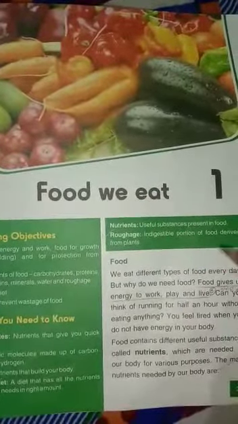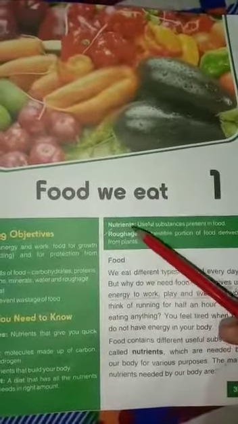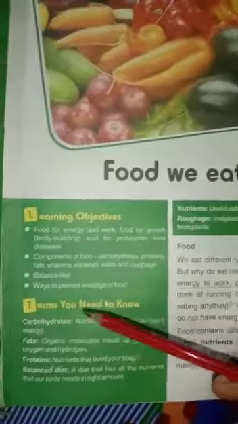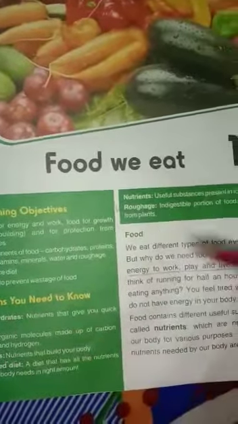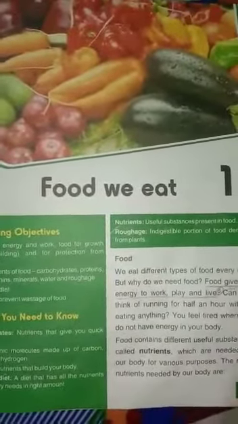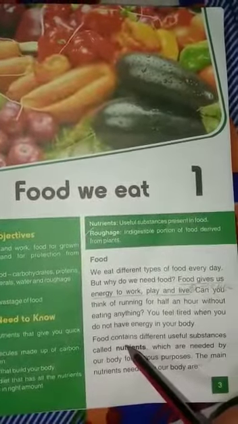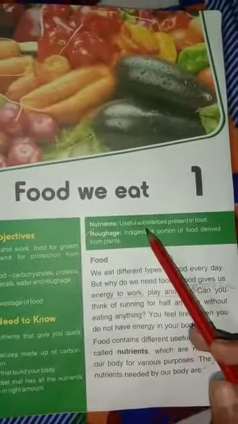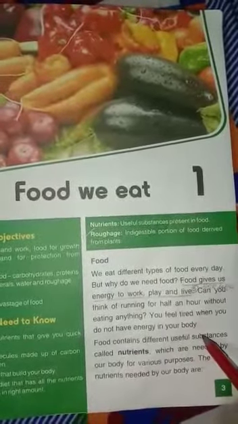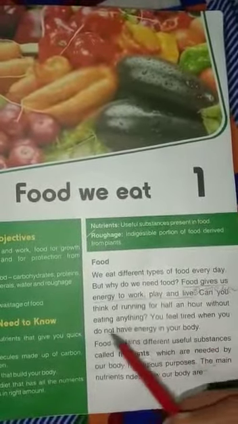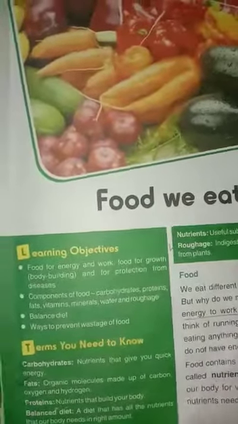In the previous class, what have we discussed? About food, nutrients, carbohydrates, fat and proteins. Okay? So, let's revise. What are nutrients? The useful substances present in food. Food contains different useful substances, as we know, so that's called nutrients. What are those substances?